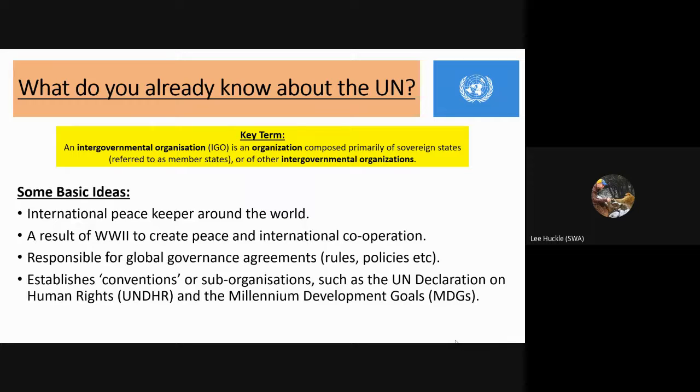And also the role of IGOs such as the United Nations in global governments, to set up agreements, to set up policies, rules, regulations, and so on. And also the United Nations to establish conventions. And there's many sub-organizations and branches of the UN, such as the UNDHR, the UN Declaration on Human Rights, the Millennium Development Goals.